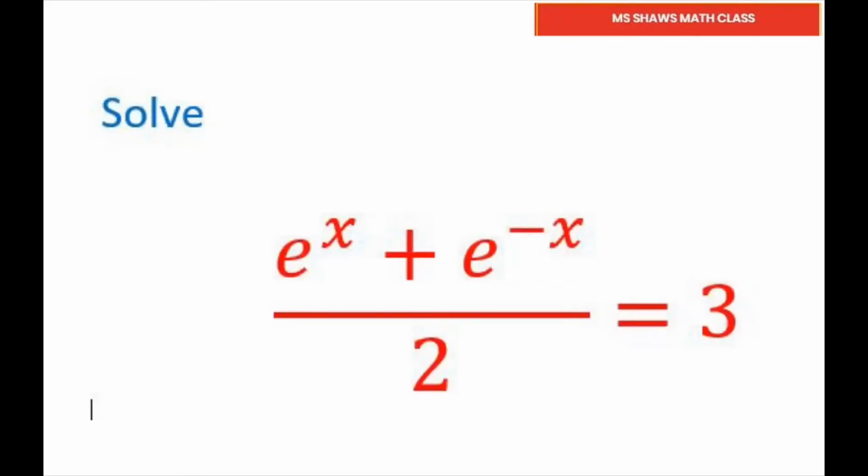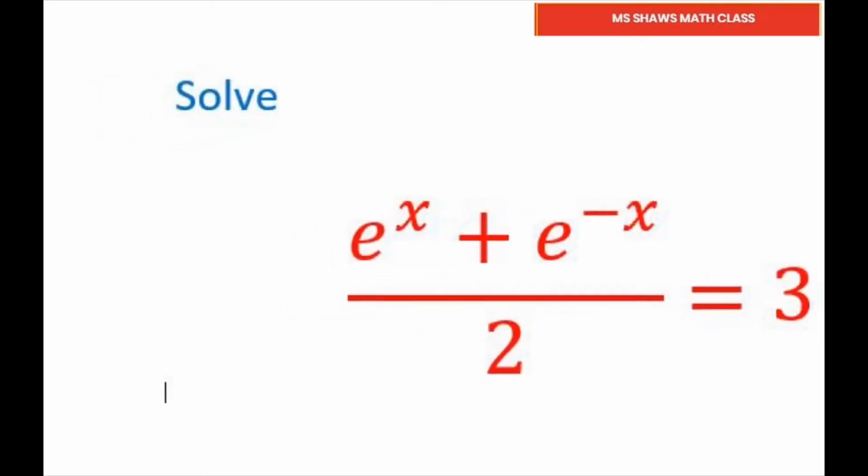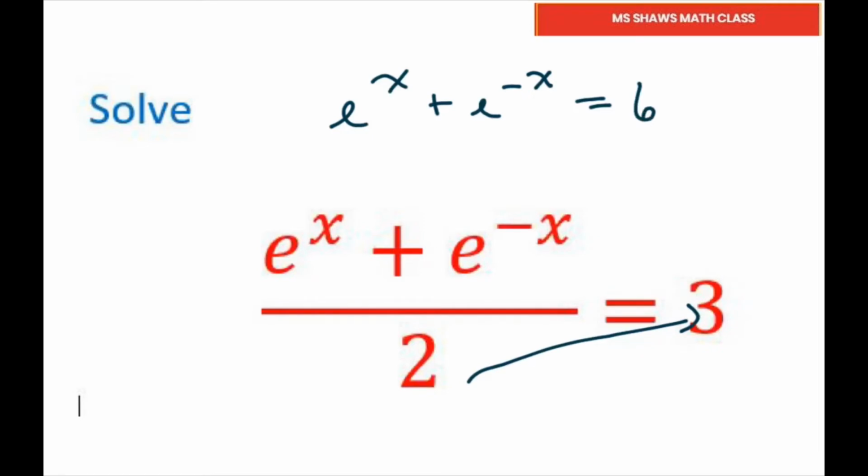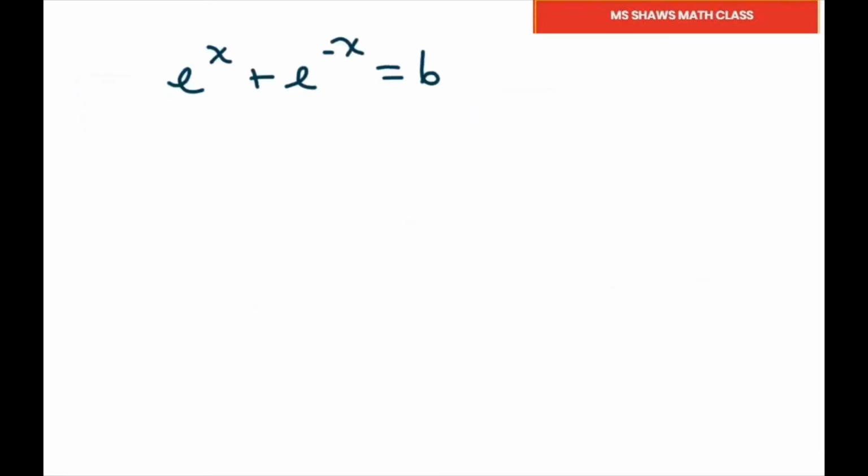Hi everyone, we're going to solve this equation here. The first thing I'm going to do is just pull this 2 up and rewrite this as e to the x plus e to the negative x equals, and then just multiply these two, and that equals 6, and then go from there. So this is what we have, and there's a little trick to this.